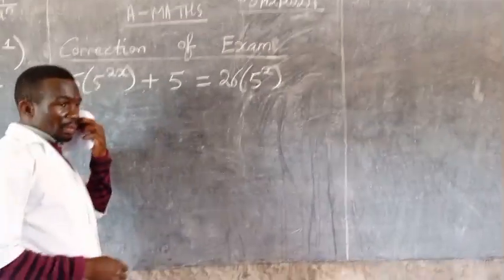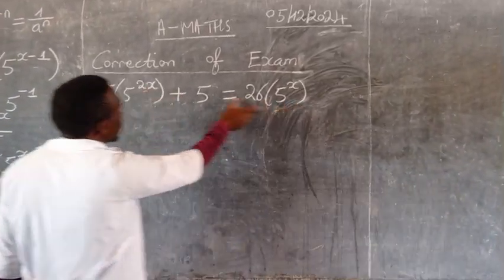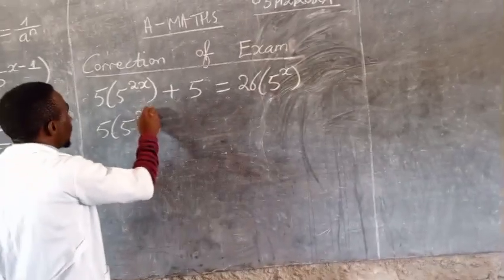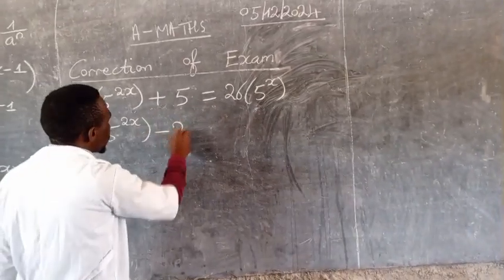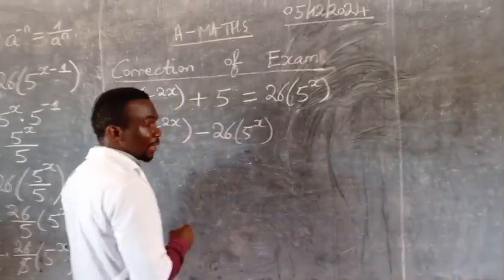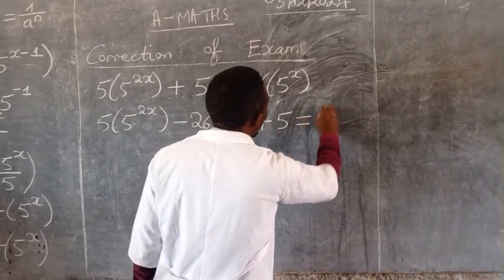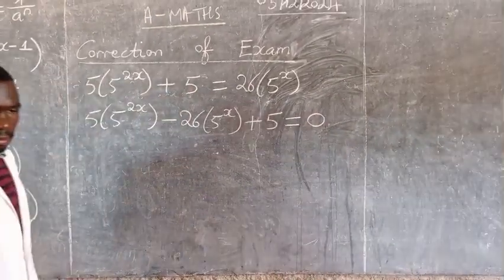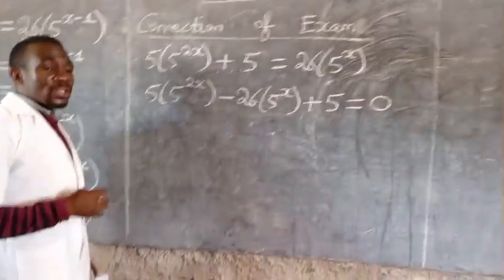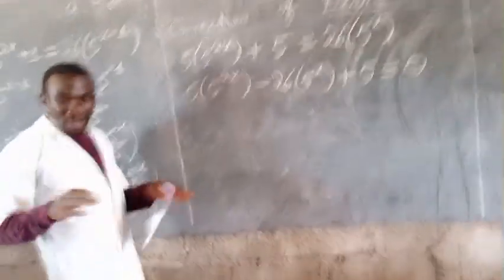The next step, we are going to transfer 26 times 5 raised to the power x to the left. This will give us 5 times 5 raised to the power 2x minus 26 times 5 raised to the power x, plus 5 is equal to 0, right? And this is a quadratic equation. I know most of you cannot see it, but I'm going to express this quadratic equation in a way that you guys can see.